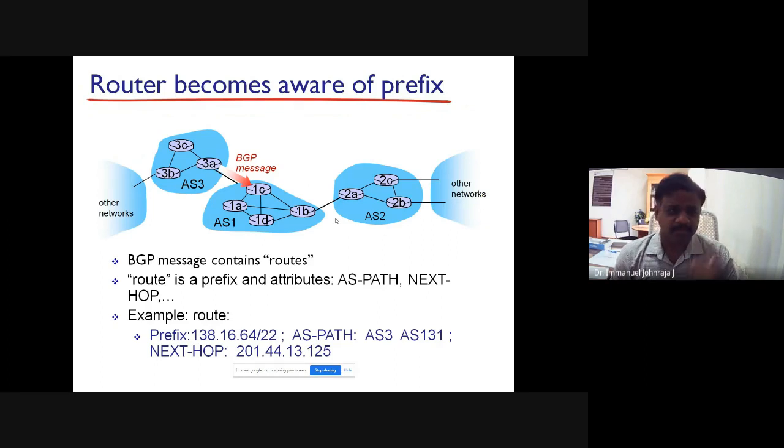All right, now the router is aware of the prefix. All right, how is it possible?